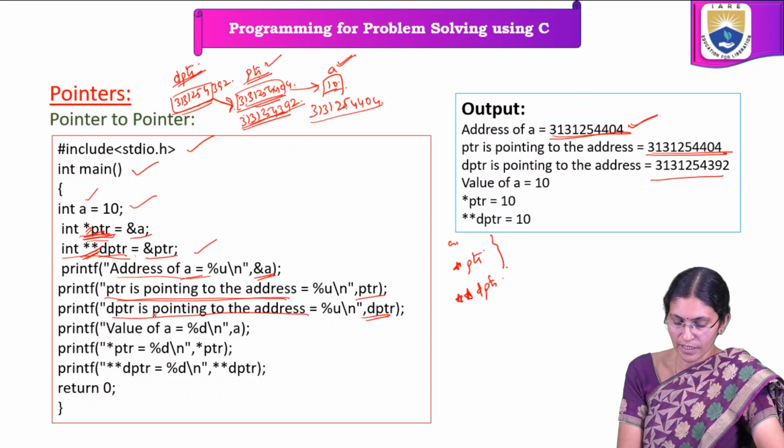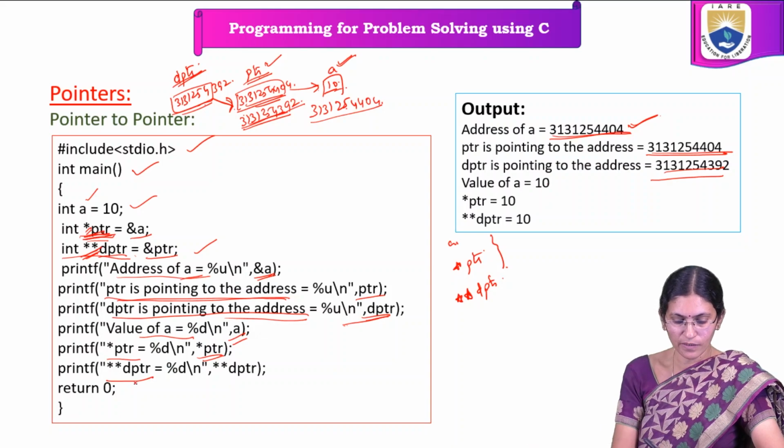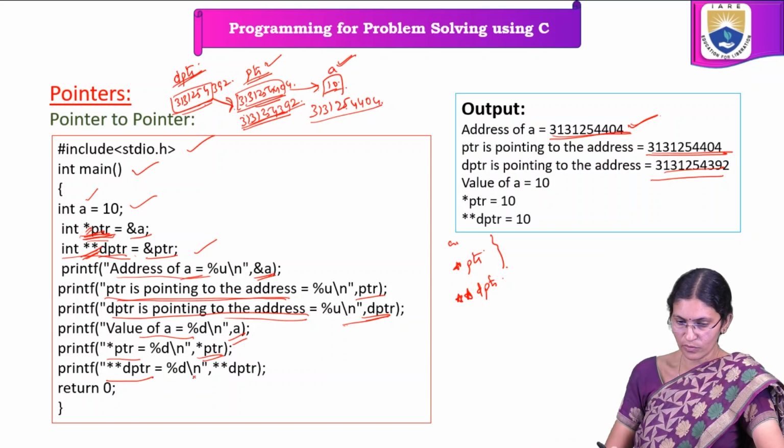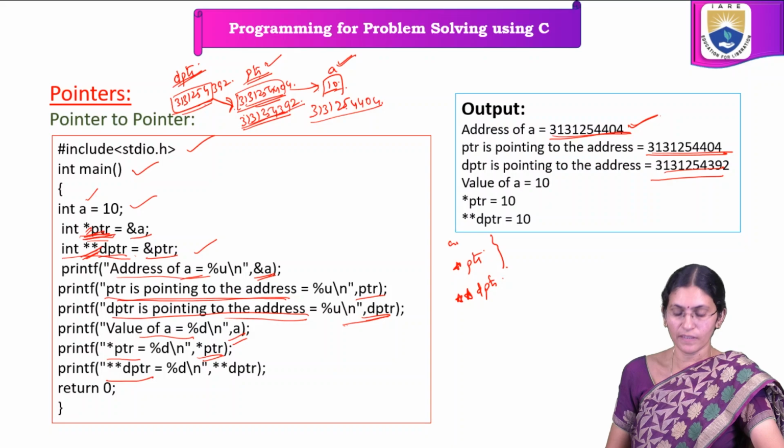Then after that, in the next line, DPTR is pointing to the address. That means DPTR value, so this address. Then after that, value of A is given by A. A is equal to 10. So this A value, another way in which we can access this A value is star PTR. Another way in which we can access this value is double star DPTR. So in this way, this is an example program of double pointer.